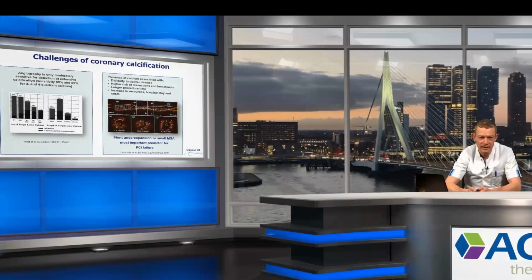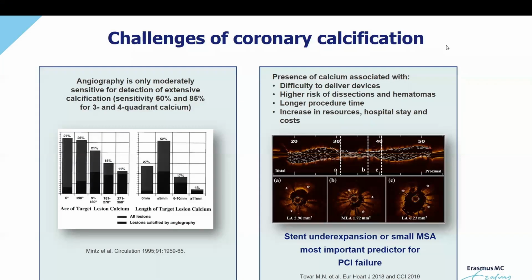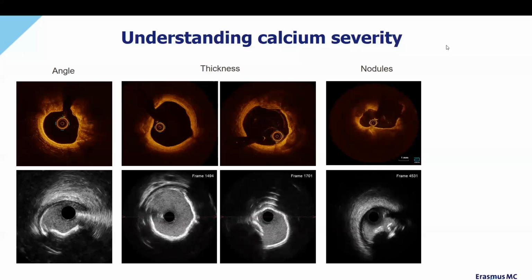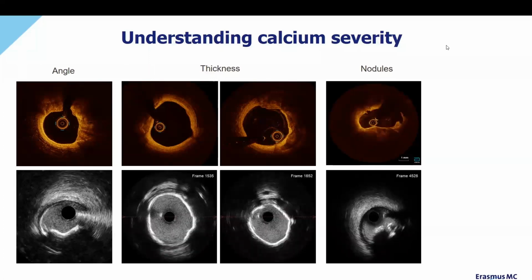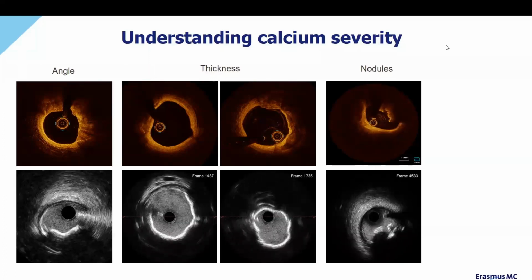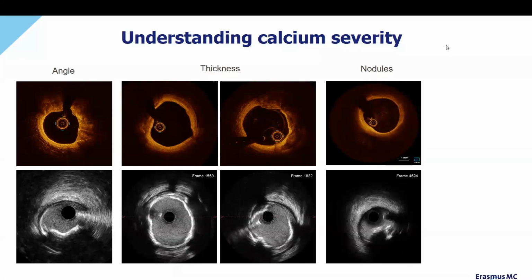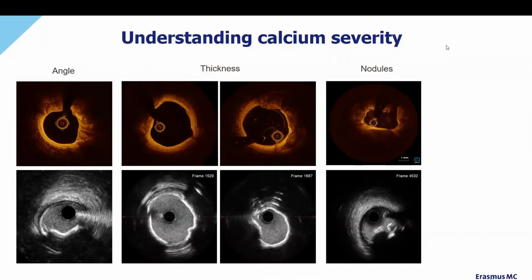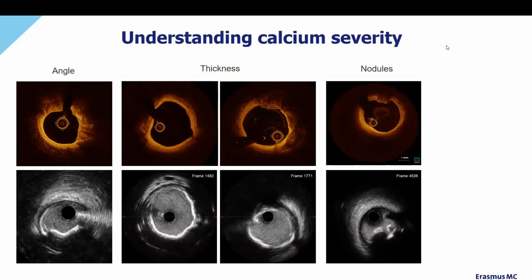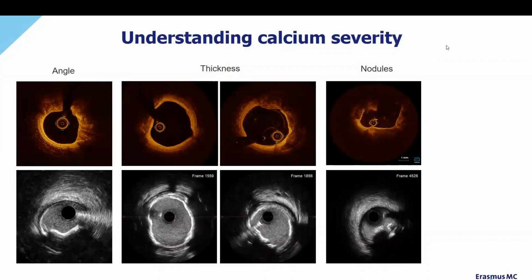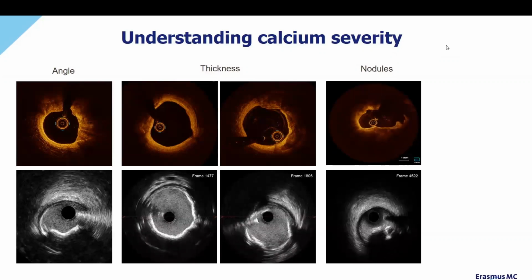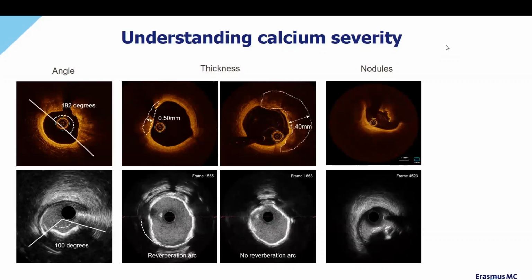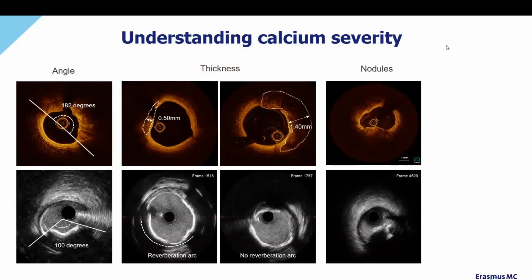That said, the focus of today is on calcium. What I want to do in the next couple of slides is to help you to appreciate that with imaging, you are allowed to appreciate the severity of calcium. Top row you see OCT, bottom row you see IVUS, and the different components that identify the severity of calcium are classified by the angle of calcium, the thickness of the calcium, and the presence of nodular calcifications, which finally can be measured both with IVUS and OCT.